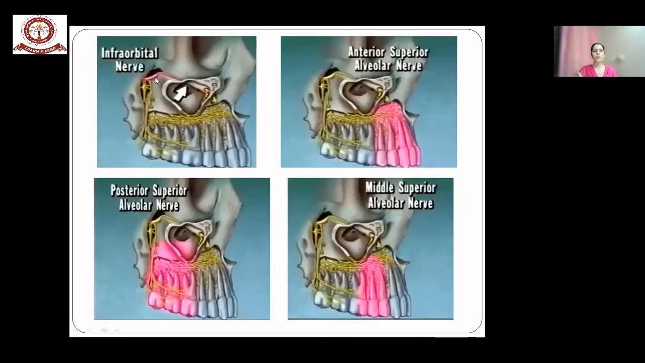Here you can appreciate in this picture the course of the infraorbital nerve, and where it gives off the anterior superior and middle superior alveolar nerves. The anterior superior alveolar nerve supplies the tissues in and around the maxillary central incisor to the mesiobuccal root of the first molar, and the middle superior alveolar nerve supplies the premolars and the mesiobuccal root of the first molar. The posterior superior alveolar nerve supplies pulpal anesthesia of the maxillary posterior teeth.